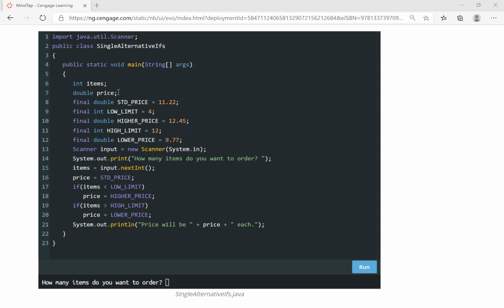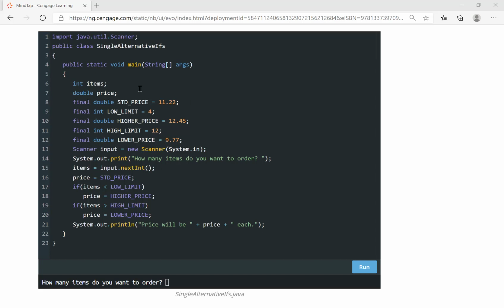Double is going to represent the price of the item that you're buying. And we have the standard price, which is going to be $11.22. Notice that's a constant. It's set to a final. Good to know for the test coming up. Final int low limit, you have to buy, I guess, at least 4 items. The higher price is $12.45 and the high limit is 12. The lower price is $9.77.